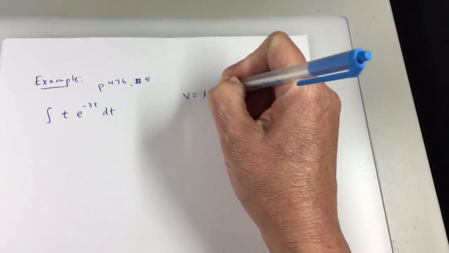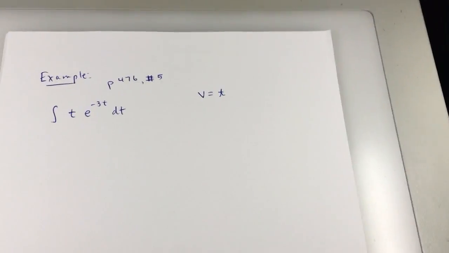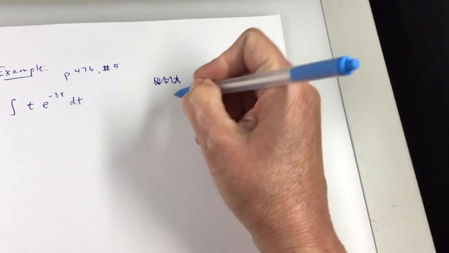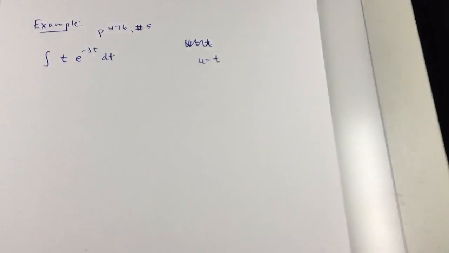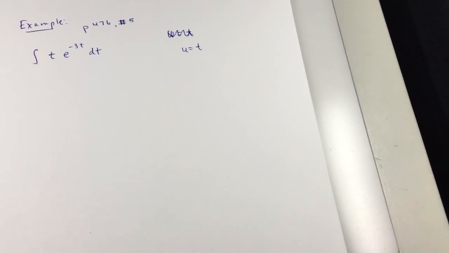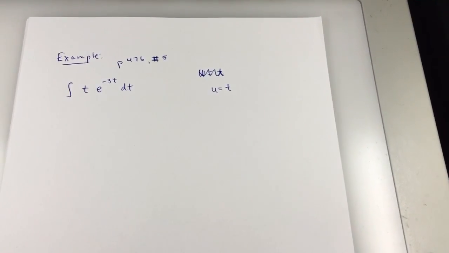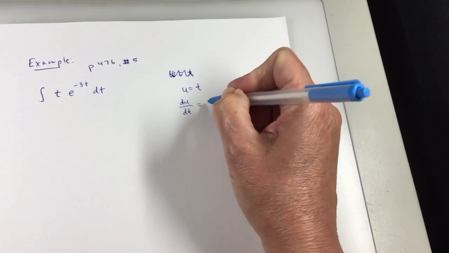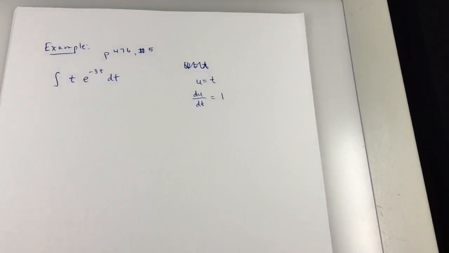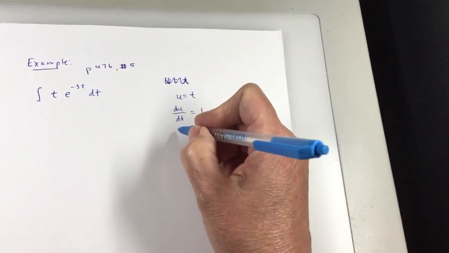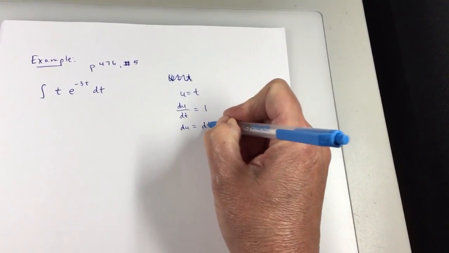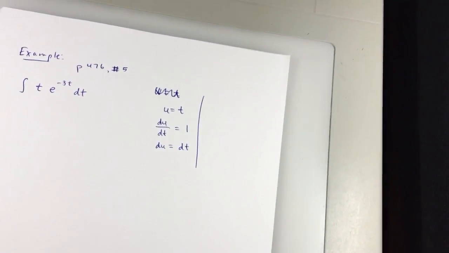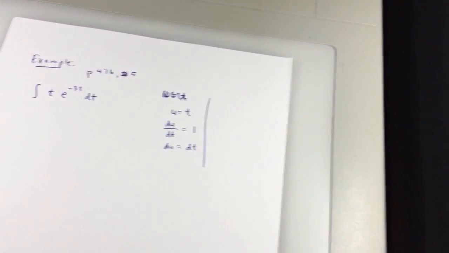Let v equal t. Nah, I got that wrong. U, that's u. U equals t. And then what is the derivative of u? du over dt is 1. And so if I multiply both sides by dt, du equals dt. Once I pick out u, everything else is dv.